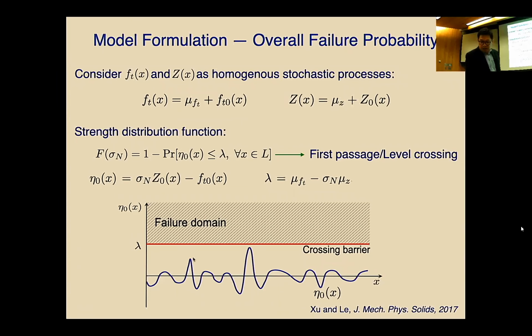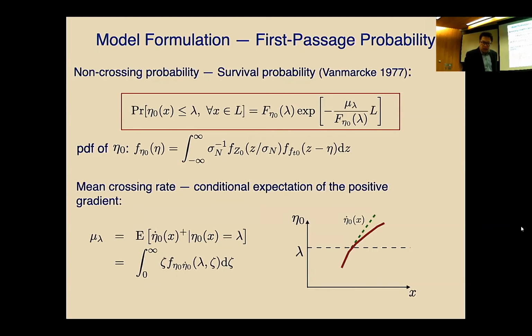I just use, for example, a random curve to represent this. Lambda for given sigma n is a constant. So what we are calculating here is nothing but the probability that this random curve will never protrude above this barrier lambda. That is a classical problem in mathematics called first passage probability or level crossing, and it can be solved through level excursion analysis. So how do we solve this? We calculate basically a non-crossing probability, which means the curve does not pass the barrier.